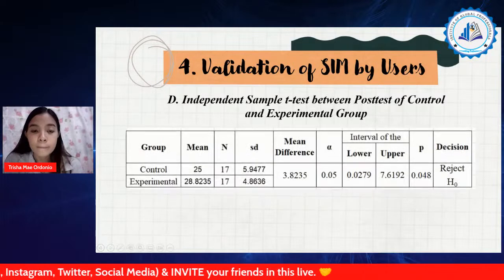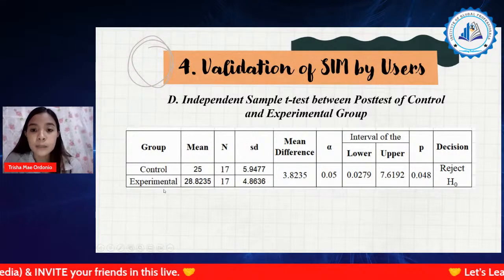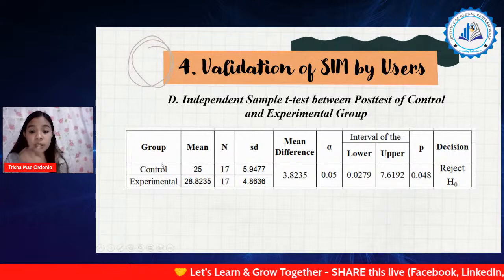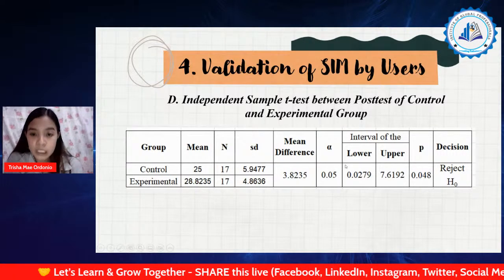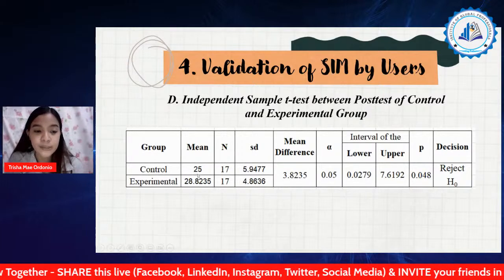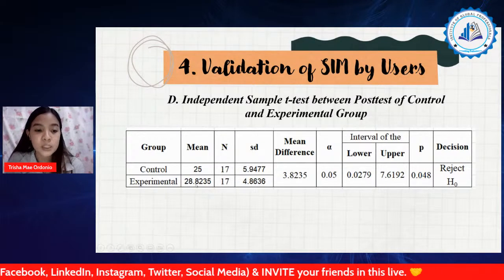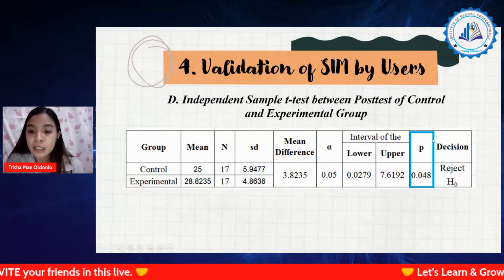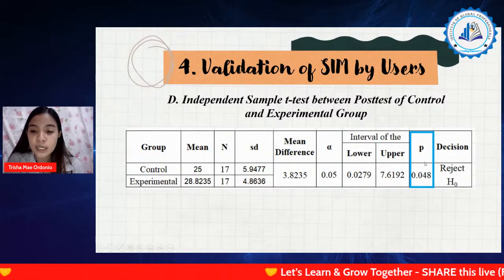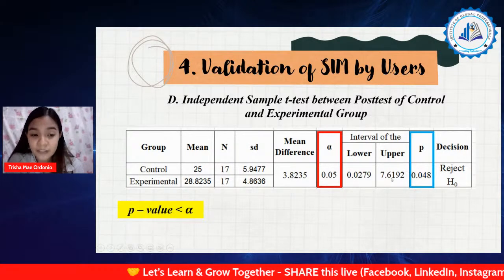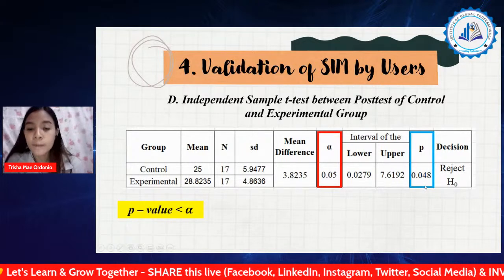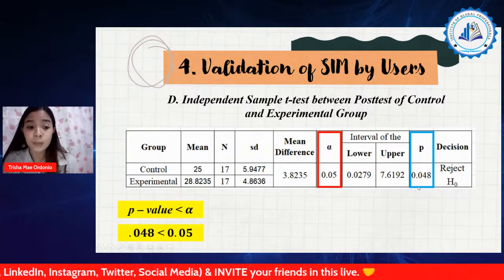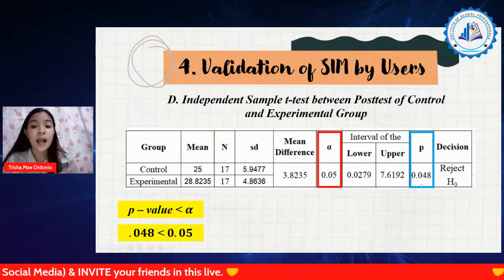However, we need to test if control group and experimental group performed better in the post-test. We have here the control group mean is 25, experimental group is 28.8235 in the mean. Let us see the probability value or the p, which is 0.048, is less than alpha, which is 0.05. Therefore, even though there is a small difference from p and alpha, we can reject the null hypothesis since p is less than alpha.